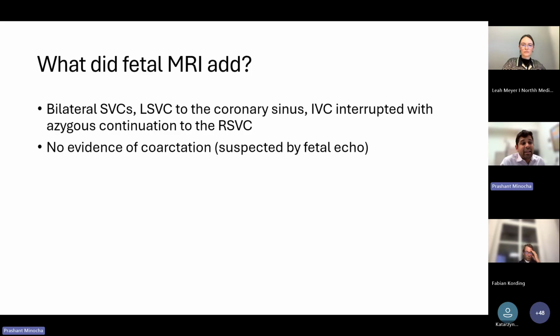So this patient had bilateral SVCs with a LSVC to the coronary sinus. IVC was interrupted with azygous continuation to the RSVC. So we were able to define the venous anatomy with more diagnostic accuracy. We diagnosed the LSVC that was not noted on the fetal echo, and we were able to reassure providers that the arch seemed to be fine.